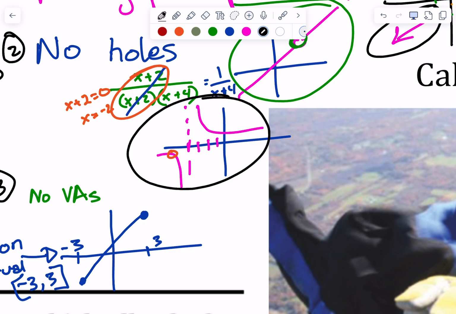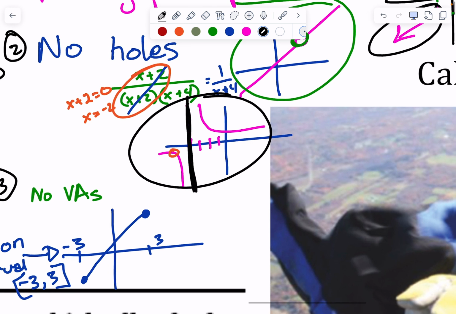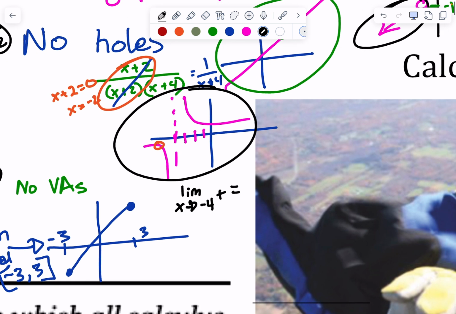Okay? All right, let's talk about VAs right here. At -4 is where we have the problem, right? -4 is where I have the VA, right here. Now that we're talking about left and right-handed limits, as x approaches -4 from the right side, what's the limit? What's the y value going to be? It's infinity. Like, what's the y value doing as we get closer and closer to -4? What's happening to the y coordinate? It's getting closer and closer to infinity, right? Like it's going all the way up.